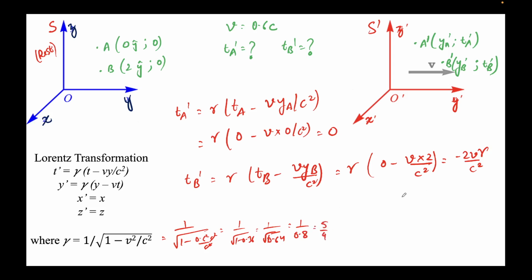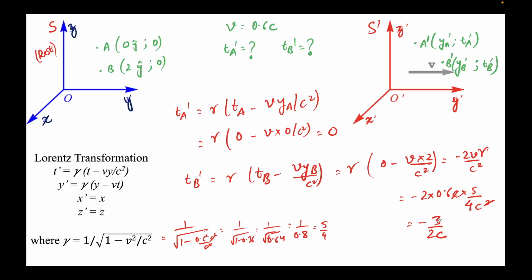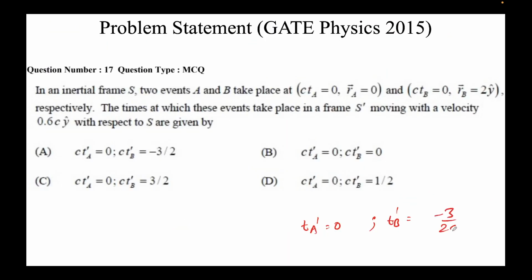I'll put all these values in. This will be minus 2 times 0.6c times 5 by 4, over c squared. The c cancels, so 5 times 2 is 10, times 0.6 over 4 gives 6 by 4. So this will be minus 3 by 2c. So tA prime is coming out to be 0, while tB prime is coming out to be minus 3 over 2c.